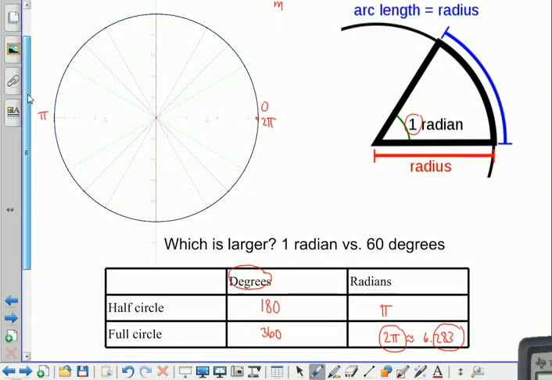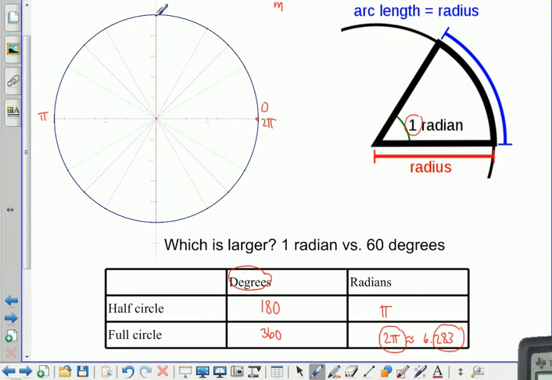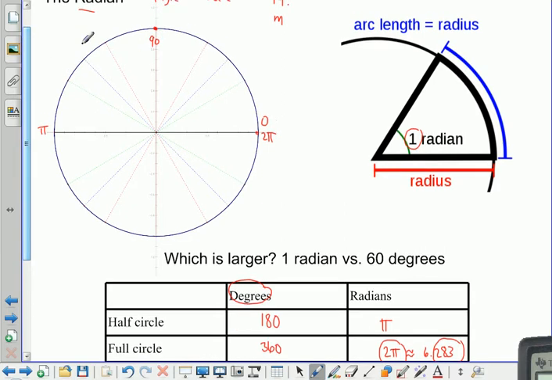So let's talk about what this would be. How many degrees would this be? 90 degrees, but as far as radians, what would that be? 1/2 pi. But the way that I'm going to tell you to remember this is pi over 2. Does that make sense? If pi is half a circle, cut that in half and you get pi over 2. Any questions?